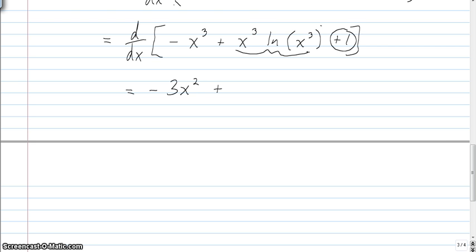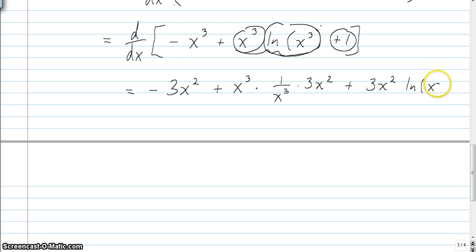So let's do first function times the derivative of the second. So the derivative of the second would be 1 over x cubed times the derivative of the inside function, which is 3x squared, plus, and then do second function times the derivative of the first, so that would be 3x squared natural log x cubed.